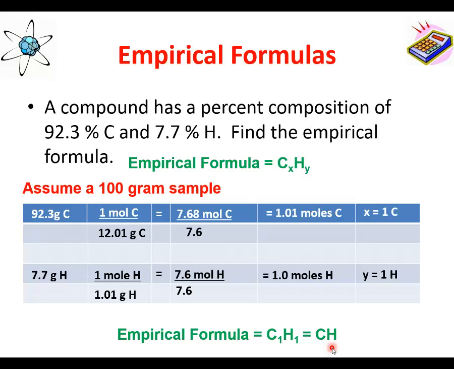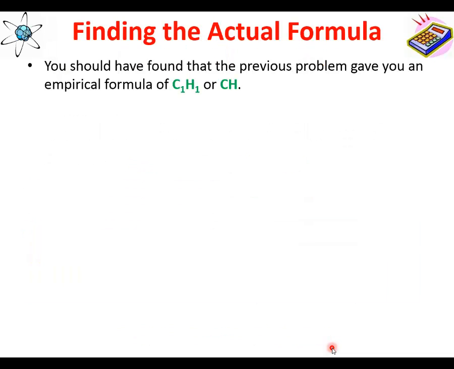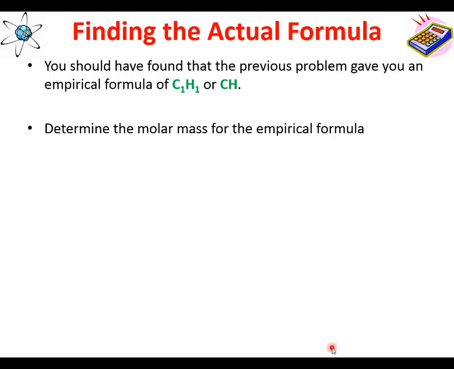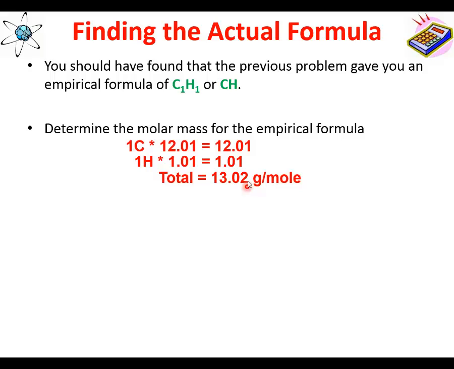So I need a little more information in order to find out the actual formula, to see if it matches the empirical formula. So with that information, let's find out the molar mass of our empirical formula for CH. My empirical formula here says there's 1 carbon atom in the empirical formula. I take 1 times 12.01. There's 1 hydrogen atom in the formula, so I take 1 times 1.01. I add those up, I get a molar mass for CH, my empirical formula here, of 13.02 grams per mole.